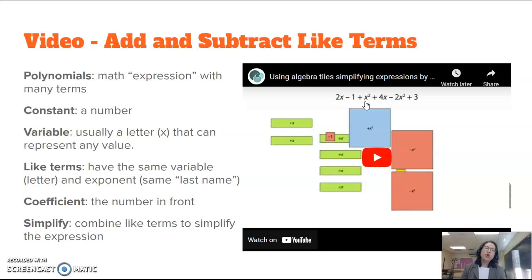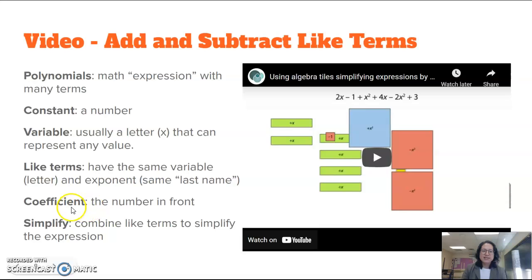So in order for terms to be alike, like terms, we have to have the same last name. So 2x and 4x are part of the same family. And sorry, I know that this doesn't apply for blended families, or if your last name isn't the same as your parents' last name or both of your parents' last name, and that's okay, right? I'm just using this as an example that you might be able to relate with, okay?